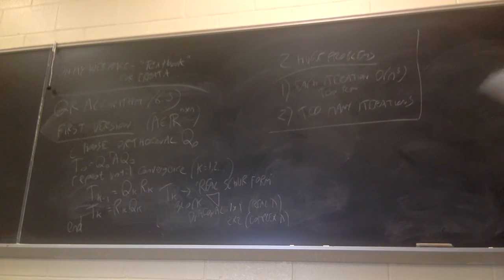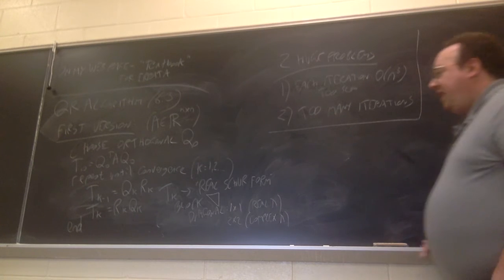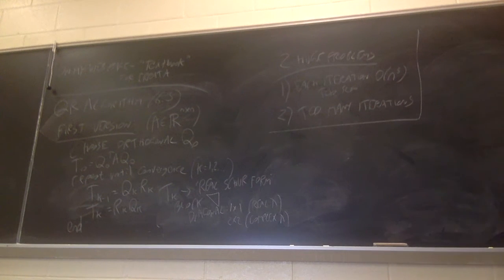So what can be done about the first thing, that each iteration is too expensive? Because a QR factorization for a general matrix, no getting around it, takes order n cubed operations. So the only way we can achieve a reduction is if we could carry out these QR factorizations on a matrix that has a simpler structure that makes QR cheaper. So we have to do something up front.